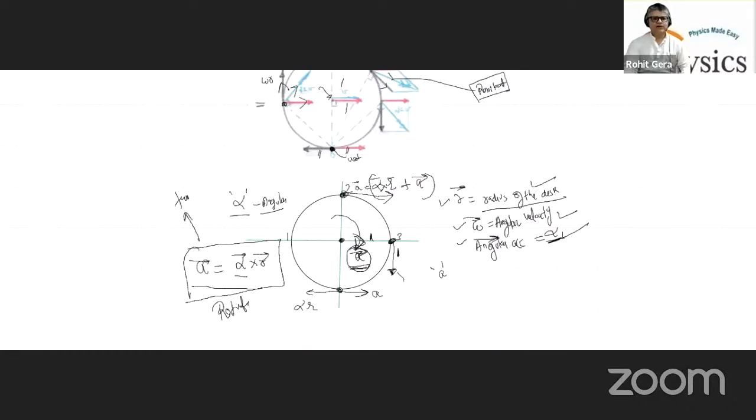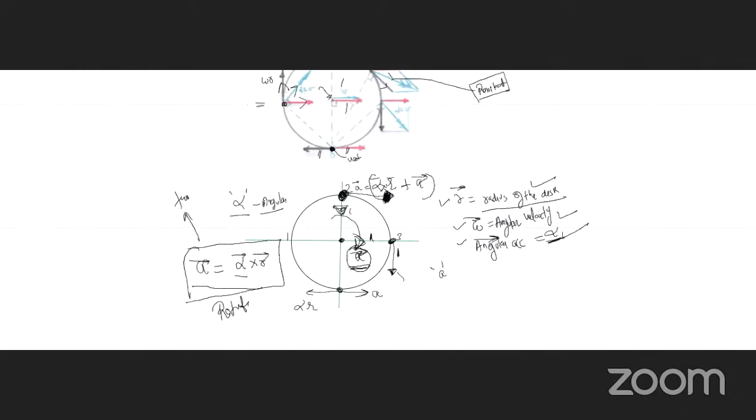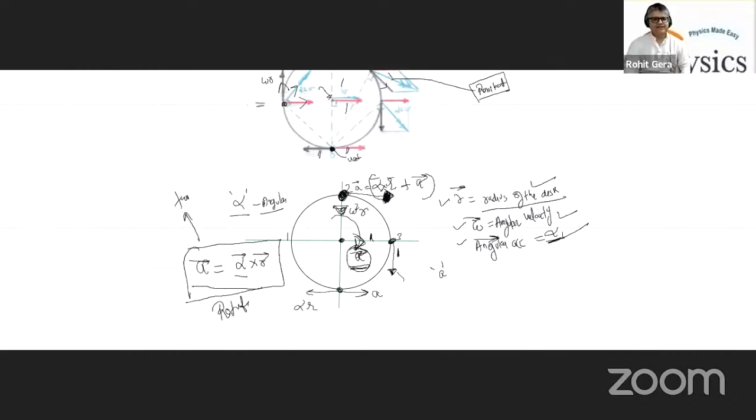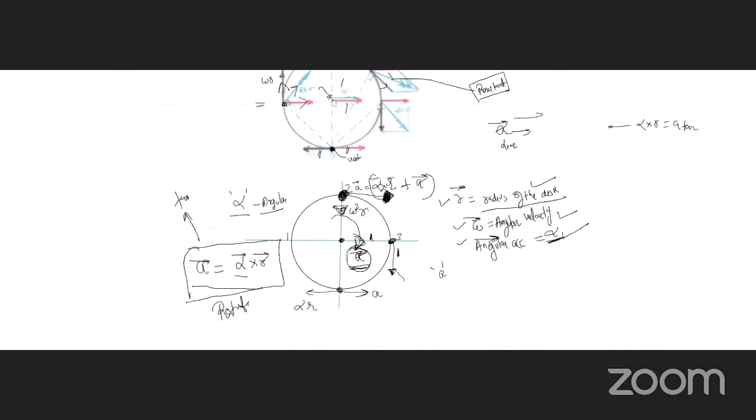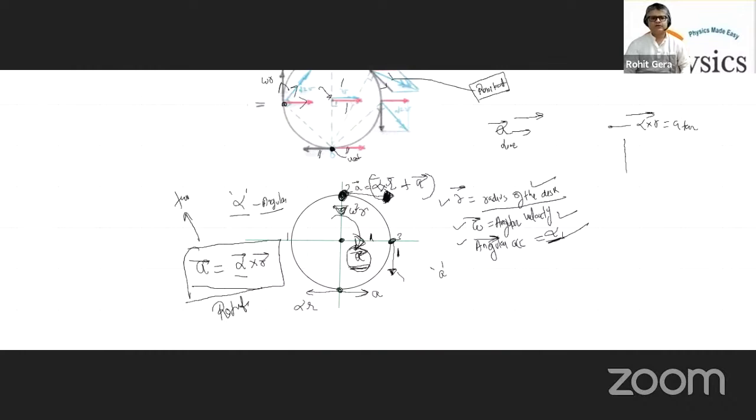If you take this point on a circle, it has a tangential acceleration. It also has a centripetal acceleration, which is omega square r. And obviously it also has a linear acceleration, and an angular motion one, alpha cross r, the tangential acceleration. This is linear, rightward, this is also rightward, and one centripetal towards the center, which is omega square r.